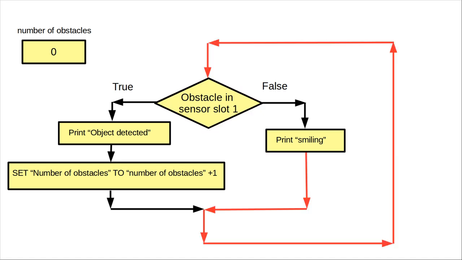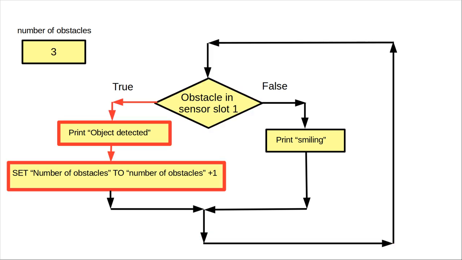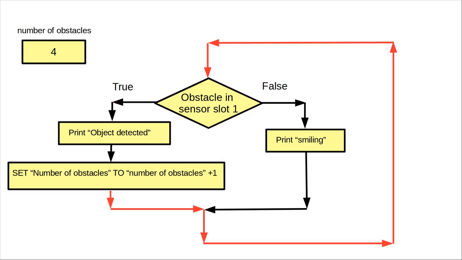Then, at some point, an obstacle appears and the logical expression inside the branch results to true. As long as the obstacle continues to exist, the branch will continue to result to true, many times per second. Each such time, the variable named number of obstacles increases by 1. Assuming that the loop runs 100 times per second and the obstacle exists for 2 seconds, it follows that the counter will increase by 200 during the existence of the obstacle. This is not what we wanted.